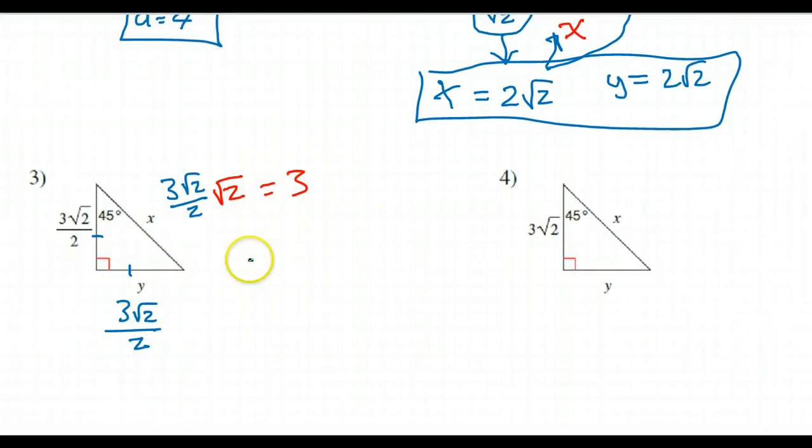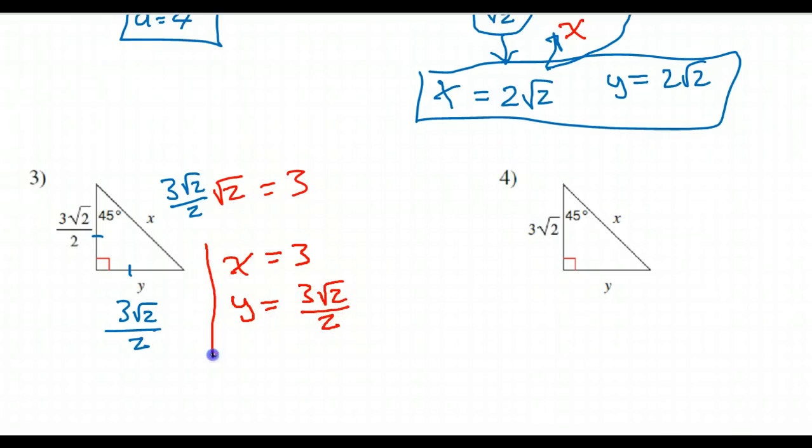Okay, so that means that x is 3 and y is 3 radical 2 over 2. Okay, looking at number 4. Same type of thing, alright? These are the isosceles sides.